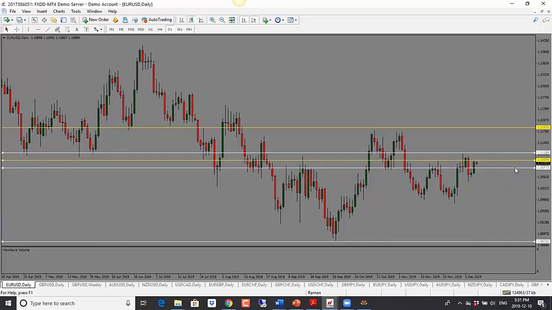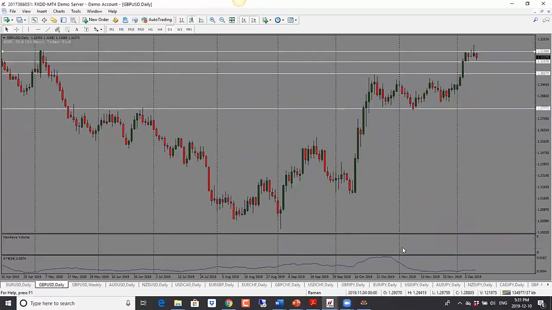So in this case, what I'm looking for is a bit of a drop here, a pullback, and then a further move to the upside. Now, if the price is not able to go through 1.1100, it can drop. But for now, looking for a bullish move here. Next target is 1.1120. So bias here is bullish for euro dollar.